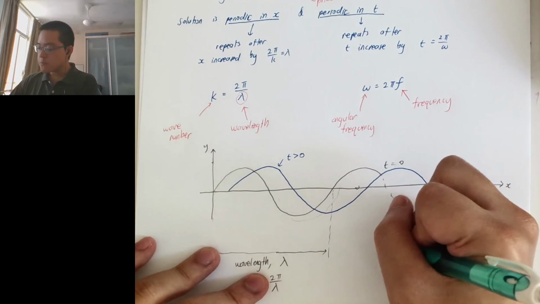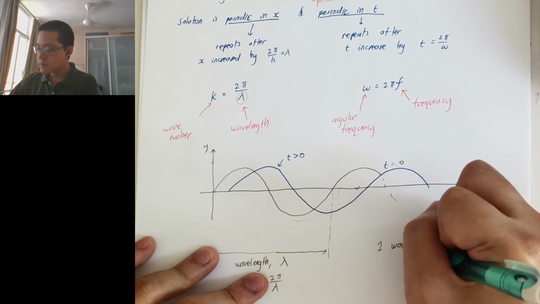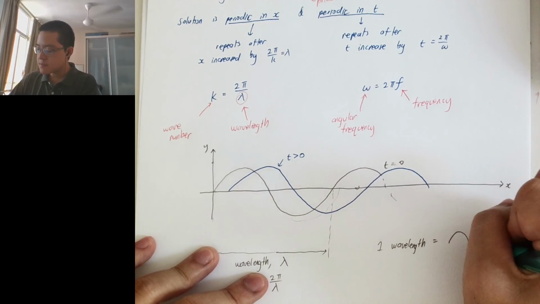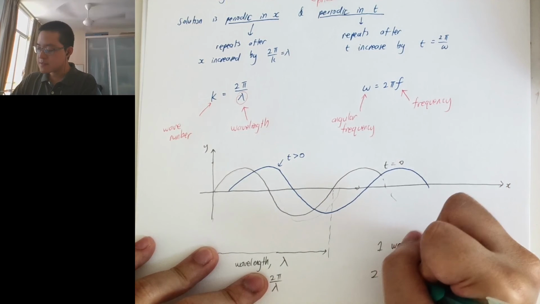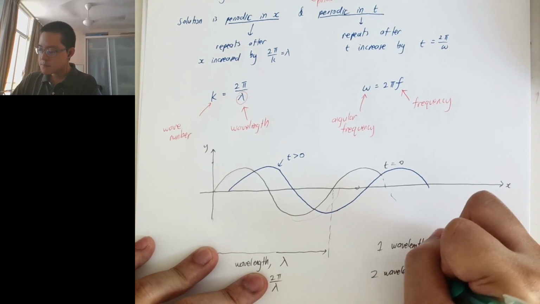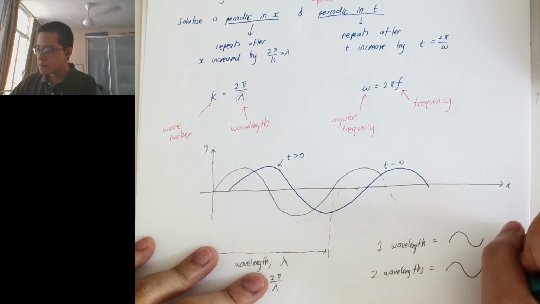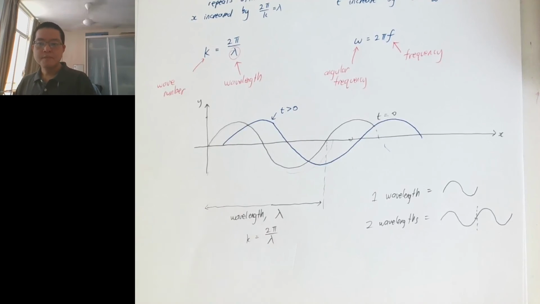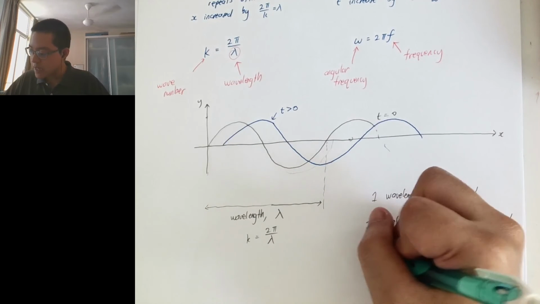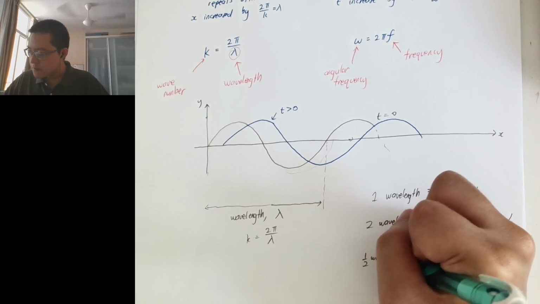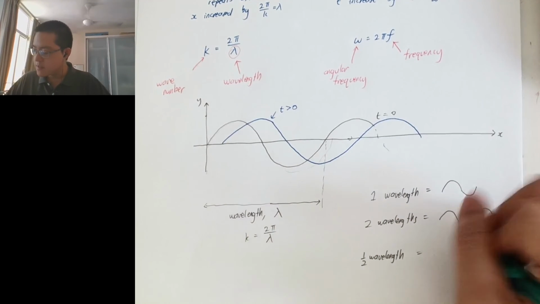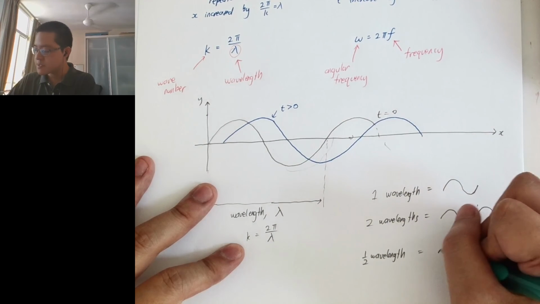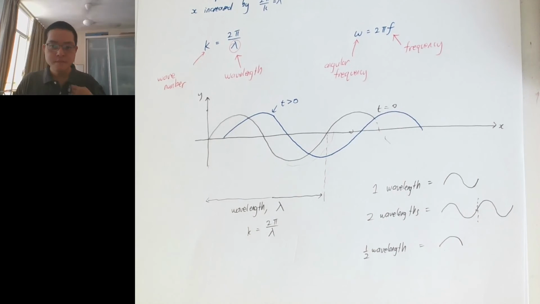So one wavelength is like this, right? So two wavelengths is twice, one time, two times. So you can even do half a wavelength, which is half of this cycle, so it's like this. Okay, got it?